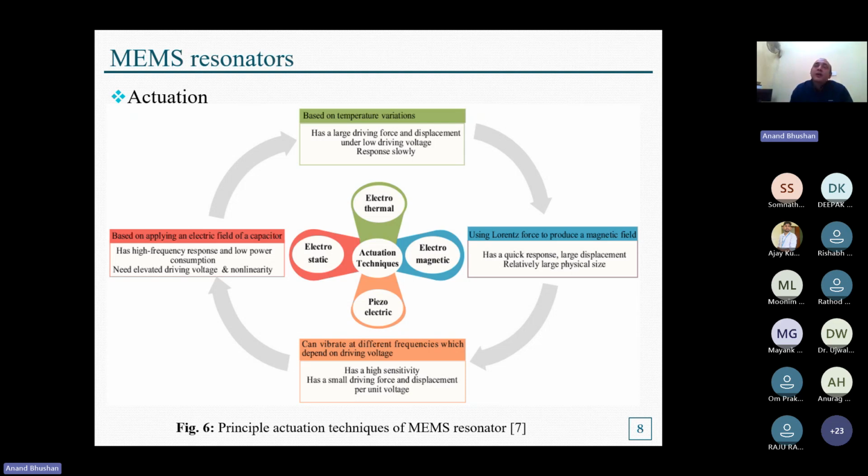So if we try to oscillate the MEMS resonator with a large AC voltage frequency, it is not possible. The second method to actuate a MEMS resonator is the electromagnetic way.